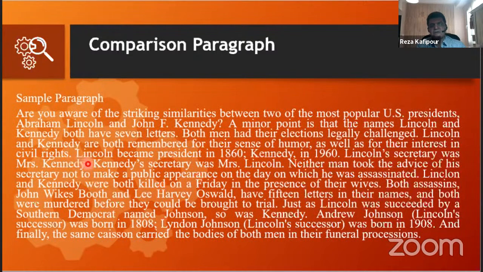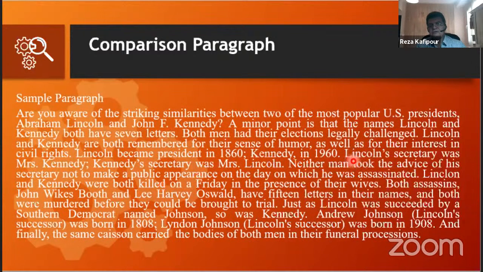Next major supporting sentence, Lincoln became president in 1860; Kennedy in 1960. As you see here, we use only punctuation to compare these two presidents. But the comparison is based on what? Based on the similar section in the year, which is 60. So this sentence wants to say both of them became president in the same decade. Not the same century, the same decade.